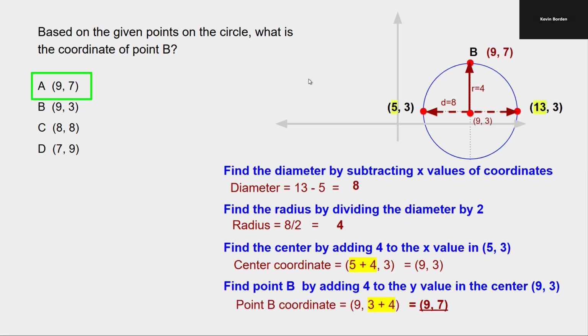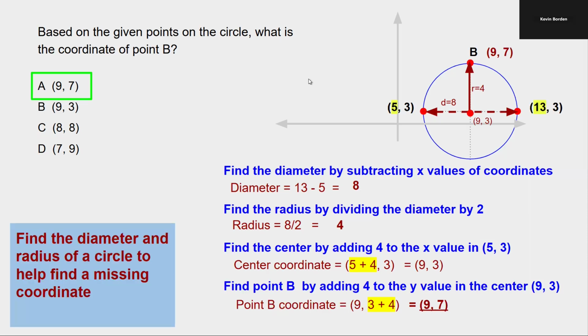The key takeaway from this video is to find the diameter and radius of a circle to help find the missing coordinate. Once you find those two values, sometimes the diameter might be more helpful, sometimes the radius might be more helpful. They will allow you to find the coordinate for that missing point.